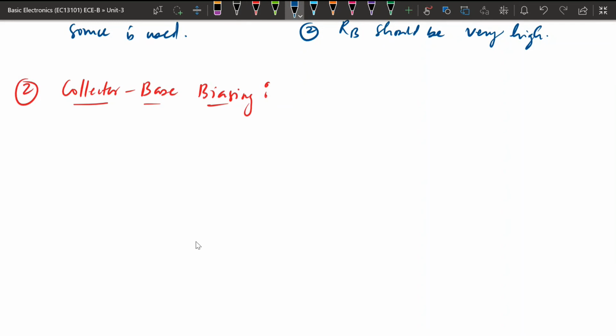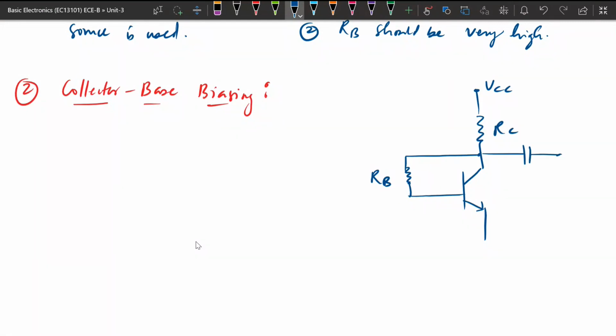Okay, so in this circuit, basically the circuit is collector base biasing, meaning the base is biased with respect to the collector terminal. Okay, so here, this is RC, this is RB, and we are getting the output from here.